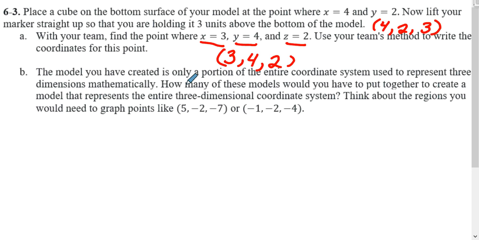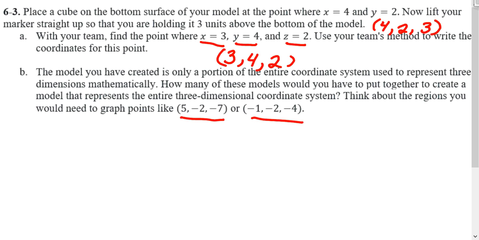So now, the model that you created, so this little contraption that we created, is only a portion of the entire coordinate system. It's where X is positive, Y is positive, and Z is positive. So what I need you to do is I want you to talk in your teams about how many models would you have to put together to create an entire model that represents the entire three-dimensional coordinate system. Keep in mind the regions that you would need to graph points like this, where both Y and Z are negative, or where all 3 of them are negative. So talk with your teams about how many of those little models you would need to create the whole system.